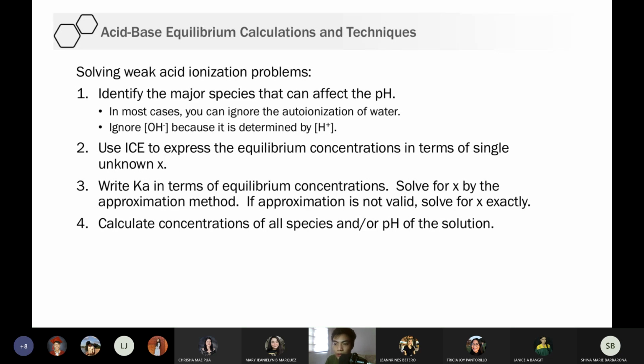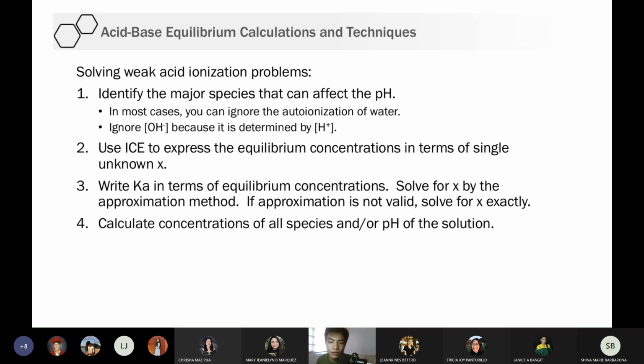Another way to make this faster is to just look at where the zero is. If the zero is on the product side, then the reaction is going to that side. If the zero is on the reactant side, then the reaction is going to the left side.